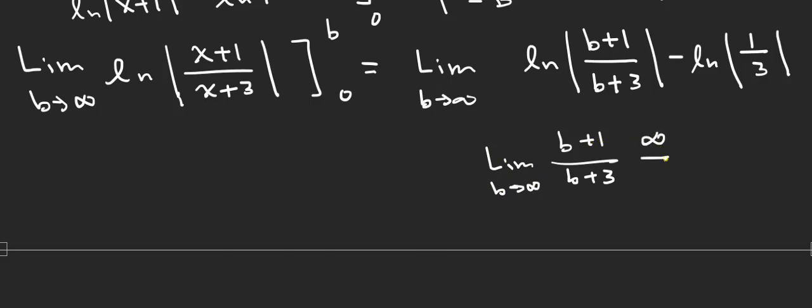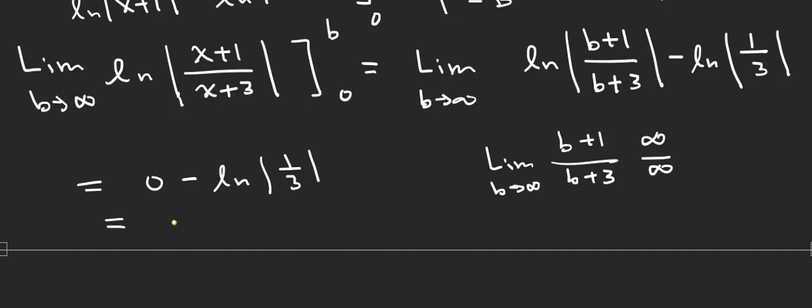So it goes to infinity over infinity. Then we could apply L'Hopital's rule, and you get 1 over 1, which is 1. Or just look at this: they have the same degree, so you could just compare the coefficients. Either way, you get 1 over 1, which is 1. So as b goes to infinity, the thing inside right here goes to 1. And what is natural log of 1? It's 0. So you end up getting 0 minus natural log of 1 over 3.